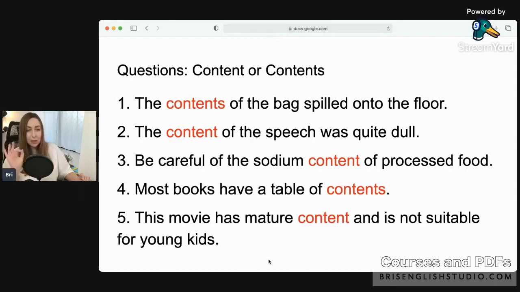Okay, this movie has mature content. Very good. Mature content. So we can't really touch what's inside of a movie, so we're going to use content. It is uncountable. Okay, very good. This movie has mature content and is not suitable for young kids. Excellent. Very good.